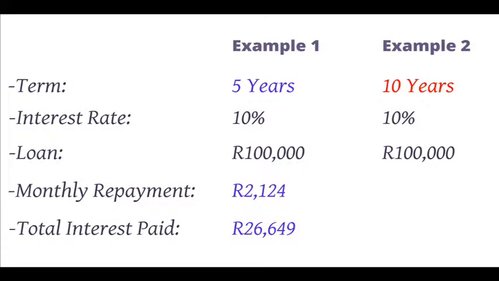Now, if we double the term to 10 years, still paying 10% interest on the 100,000, you see that we only pay 1,321 Rand on a monthly basis as a repayment, but the total interest we would have paid over that 10-year period would have been 57,748.